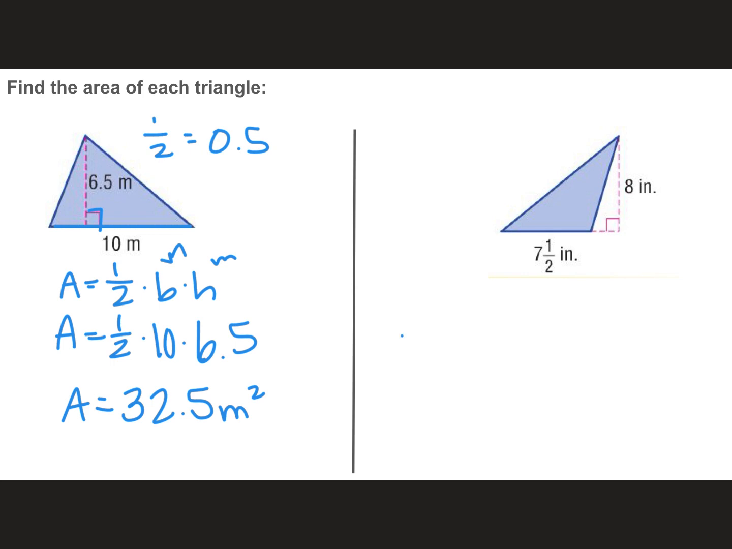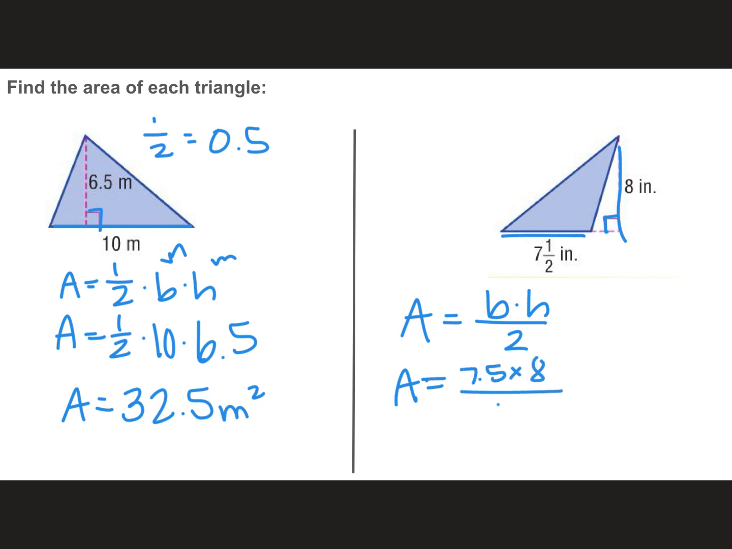Okay, another triangle here. This time I'm going to show base times height divided by 2, because again, dividing by 2 is the same thing as multiplying by 1/2. Now I can plug in the information. So the base and height, here's my 90-degree angle, so I'm looking at the two numbers, base and height. So 7.5, which instead of entering it as 7 1/2, I'm going to enter it as 7.5, times the height of 8, and then I'm going to take all of that and divide it by 2.